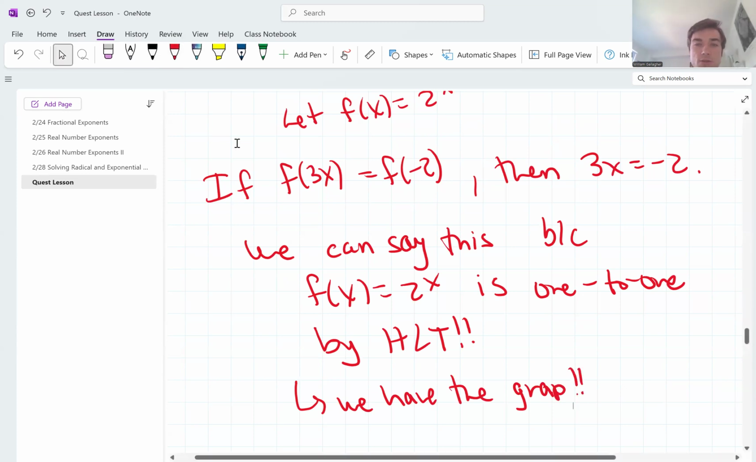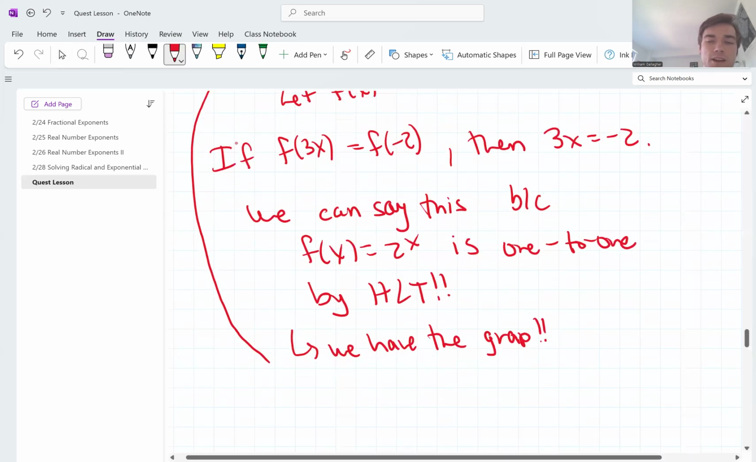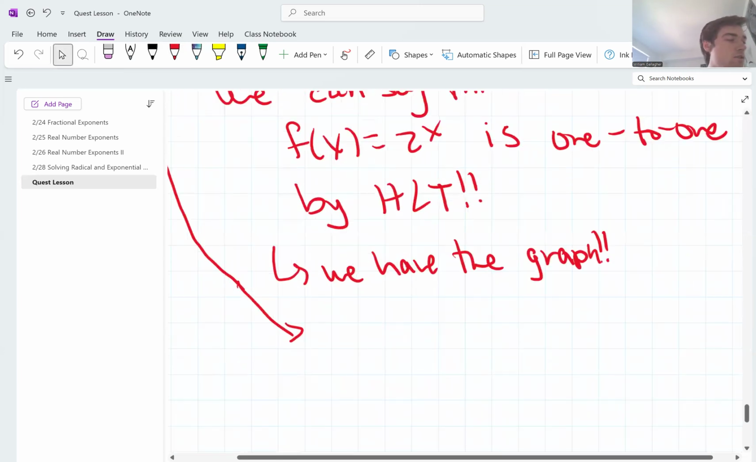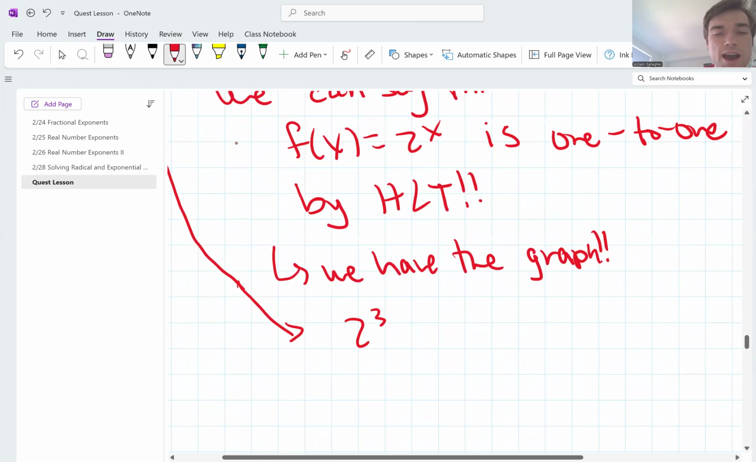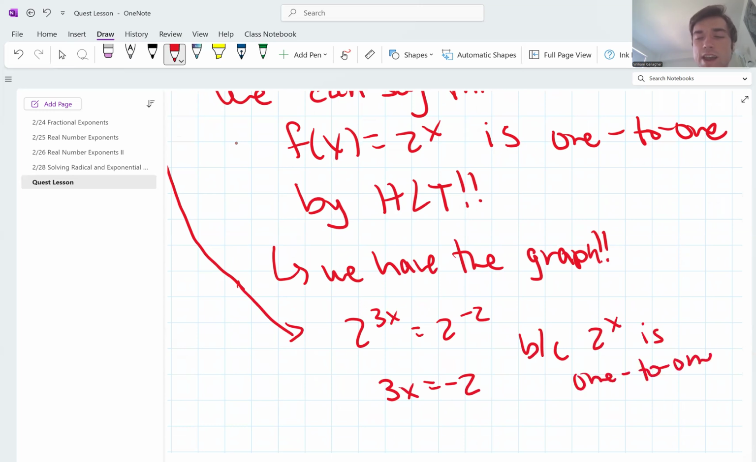And so if we go back to where we were before, and we keep going, I should write an H there. We have 2 to the 3x is equal to 2 to the negative 2, and now we can equate the exponents. And what I want you to write is because 2 to the x is 1 to 1. All right, the takeaway is that we can't do this by magic, right? It doesn't just happen to work out. The reason is because 2 to the x is 1 to 1.